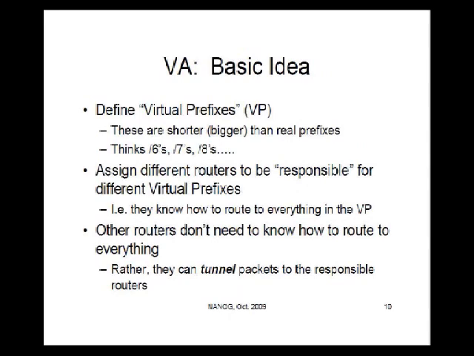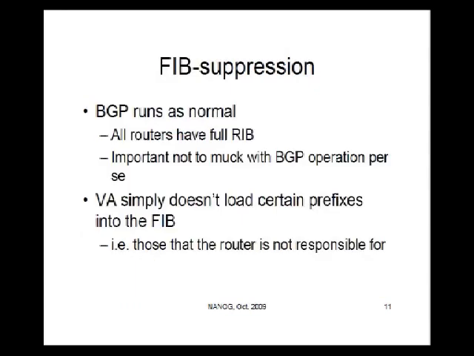And then you run things so that a router either knows how to route a packet to a destination, or it knows how to route a packet to a router that does know how to route a packet to the destination. And all of this is done through the magic of tunneling, which there's a million ways to do in the internet these days. So as I said, this is really a FIB suppression technique.